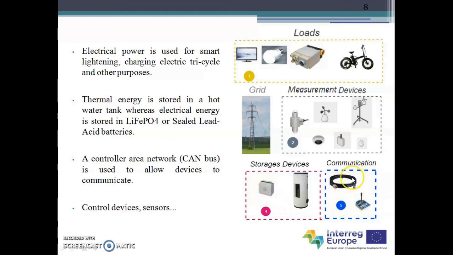A CAN bus is used to allow devices to communicate, and sensors are used as measurement devices.